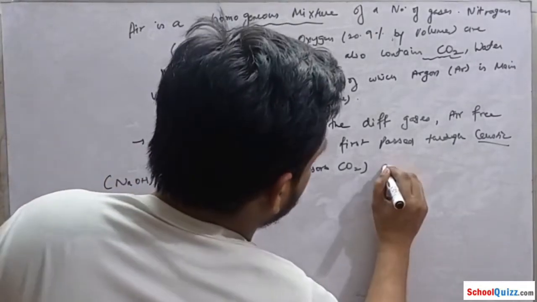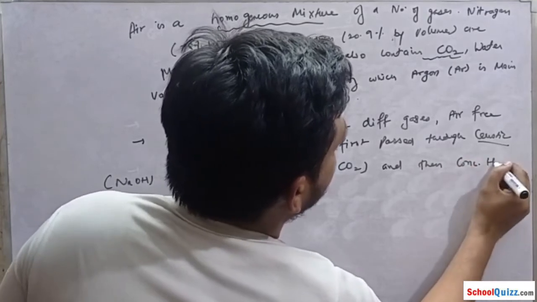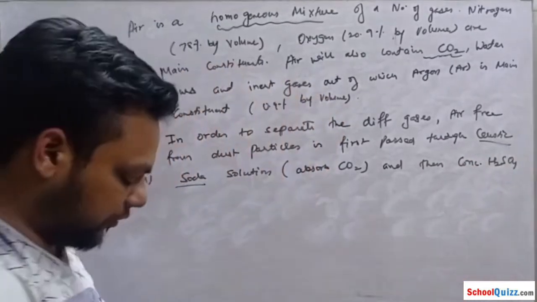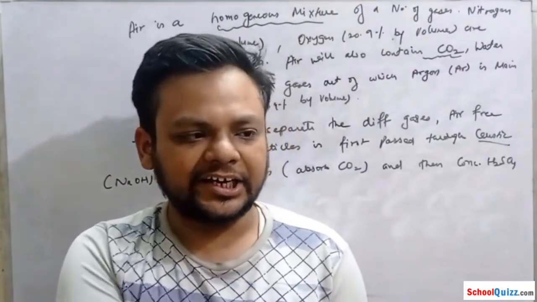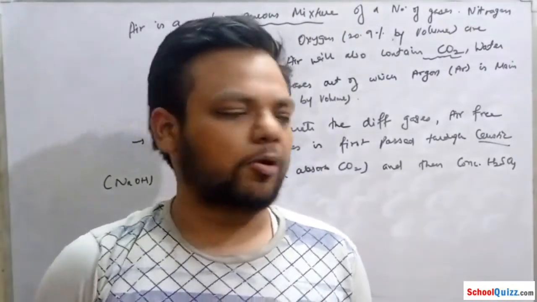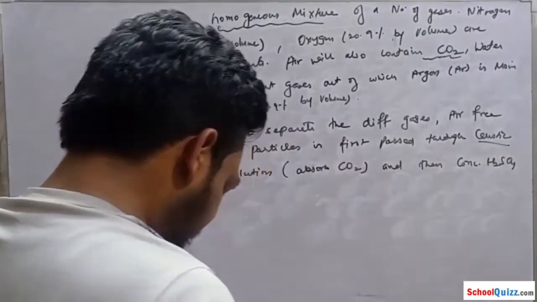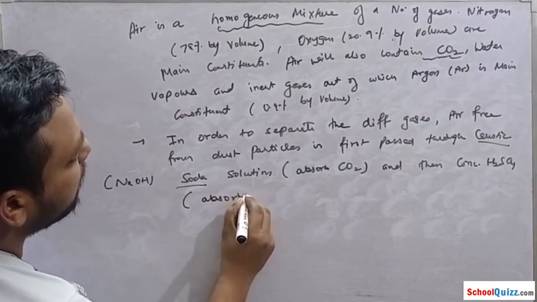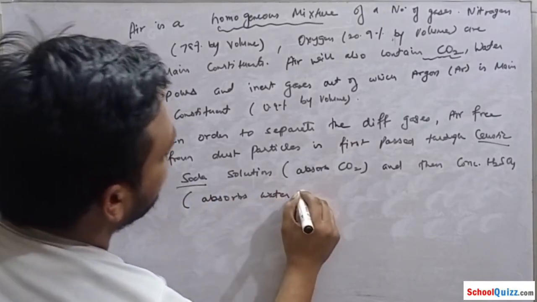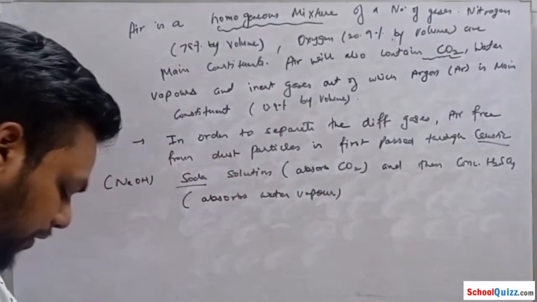and then concentrated sulfuric acid. As I have told you that sulfuric acid is a dehydrating agent, that it will absorb all the water. It absorbs all the water vapors, and then concentrated sulfuric acid absorbs what? That is absorbs water vapor.